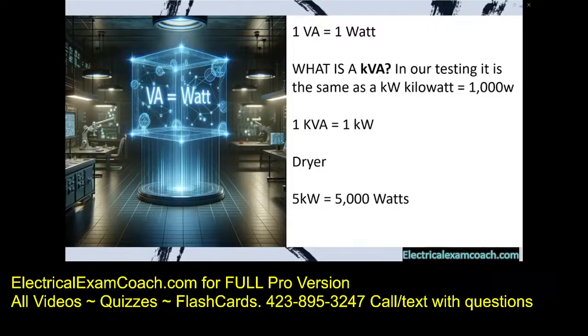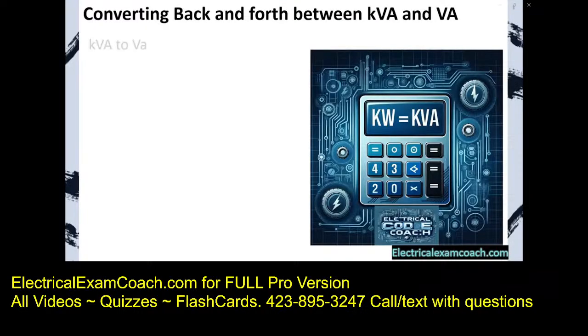And at the same time, if they say that it was 5 kVA, it's also true to say that it's 5,000 VAs. Let's practice converting back and forth very quickly. Let's go from kVA to VA. So if we had 5 kVA and we wanted to go to VA, all we would have to do is take and multiply by 1,000, and that would equal 5,000 VAs.